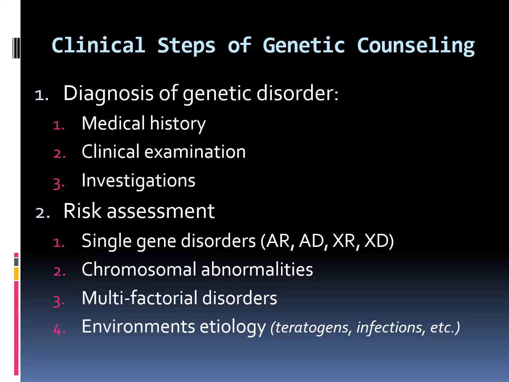So is it a single gene disorder, like autosomal recessive, autosomal dominant, X recessive, X dominant, or others? Is it a chromosomal abnormality, or is it even the most common one, which is a multifactorial disorder, composed of multiple genetic or gene defects plus the effect of the environment? We are going to speak about that when we speak about modes of inheritance. And then we check whether there is an environmental etiology, like specific teratogens and infections, especially viruses and others.